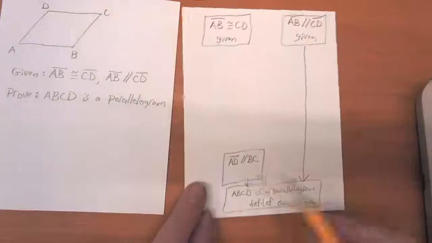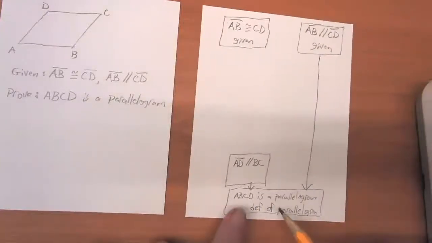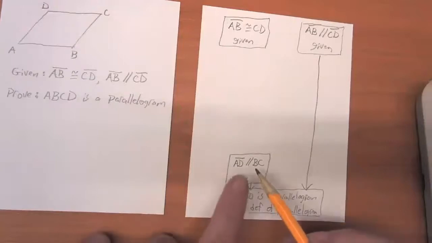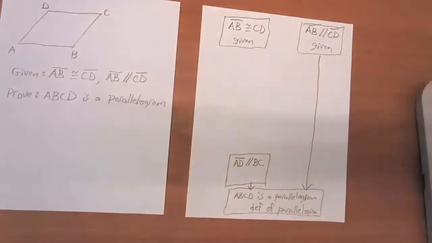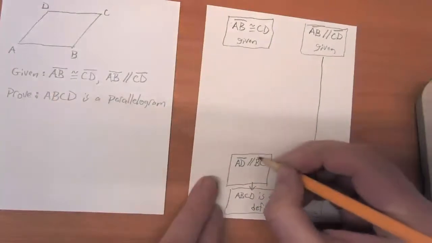So working backwards feels kind of weird. You're writing in statements before you've got a reason, and then you figure out what the reason is, but then it gets you to write a new statement with no reason. All right, so that's kind of interesting. What would I need to do in order to prove that AD is parallel to BC?